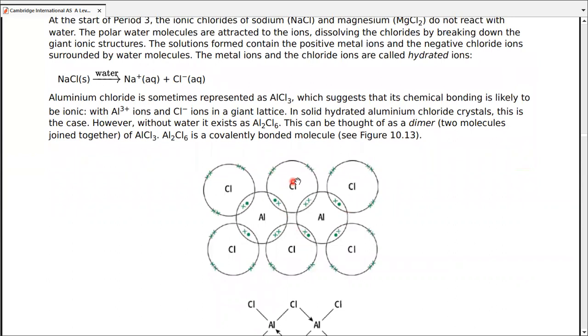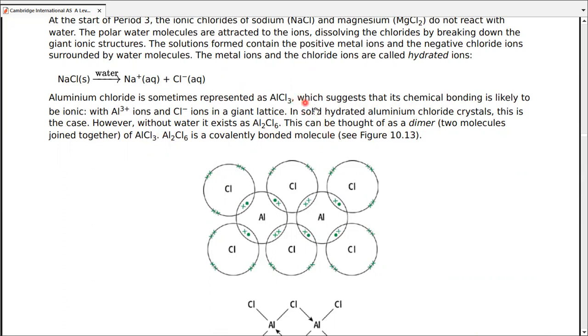let's clarify this. I guess I skipped a point, so let's clarify. Aluminum chloride is represented as AlCl3. This suggests that this chemical bonding is likely to be Al3+ and Cl- ions in a giant lattice. In solid hydrated aluminum chloride crystals, this is the case. However, without water, it exists as Al2Cl6. This can be thought of as a dimer, two molecules of AlCl3 joining together. This then becomes a covalently bonded molecule.